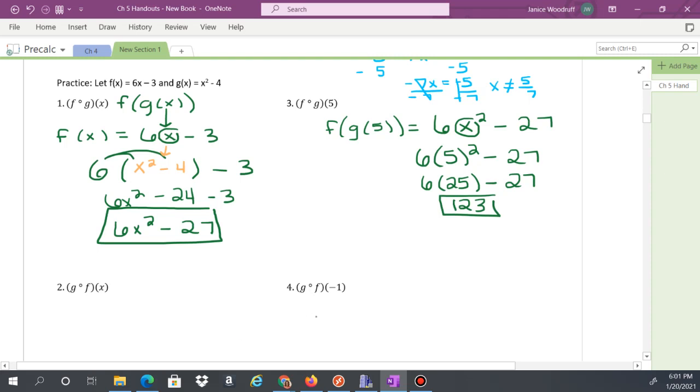I could do it the other way too if I want. It's up to you guys, however you want to do it. If I did f of g of 5, I could start with g of 5, and you should get the same thing. So g of 5, I put 5 into my g of x function. So 5 squared minus 4, so that's 25 minus 4 would give me 21. And then I do f of g of 5, so I'm doing f of 21.